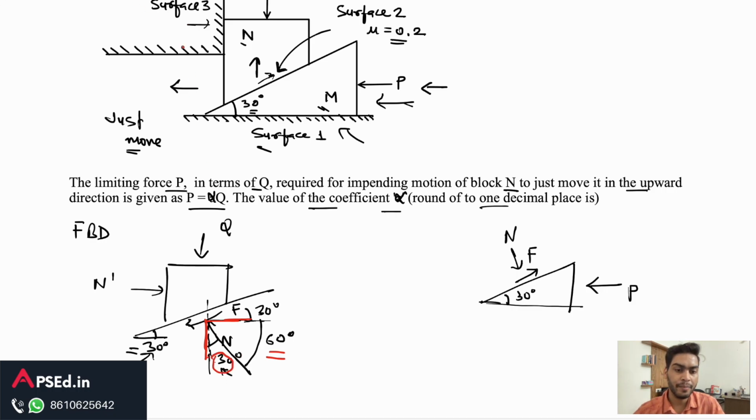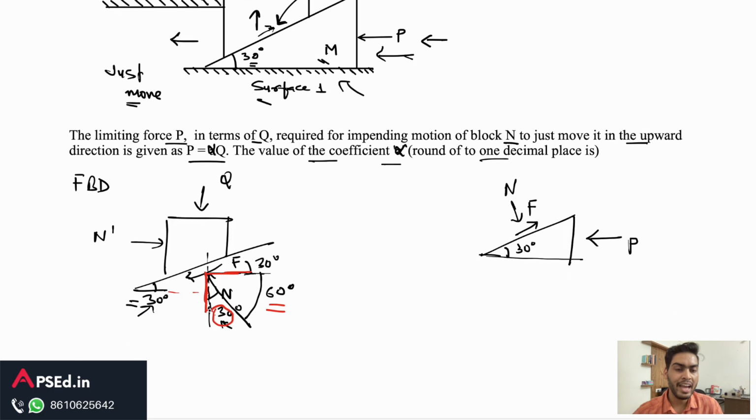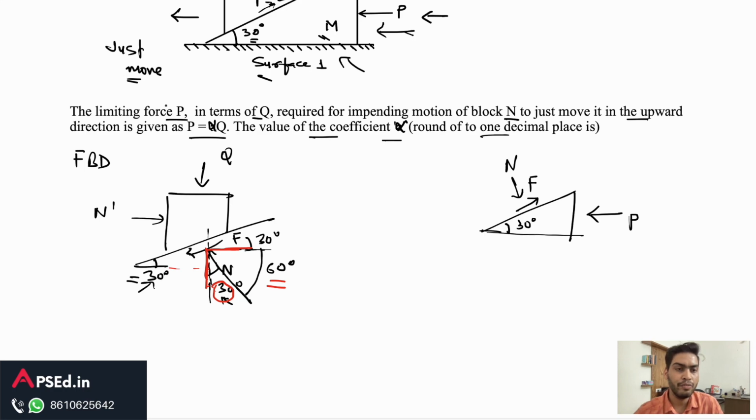So that is the logic of how we are reaching this 30 degree angle. You can try with this triangle also. So anyway, you can figure out this angle. Now we have this angle. So we have to find a relation between the normal force and this friction force as well as the force Q.